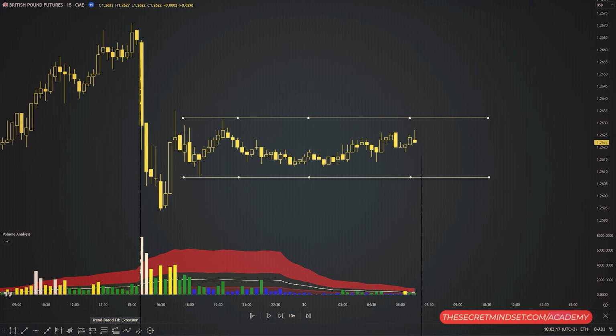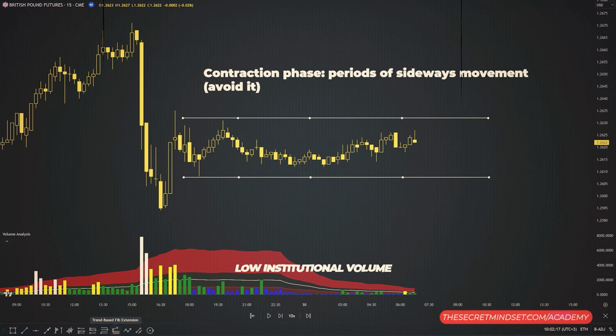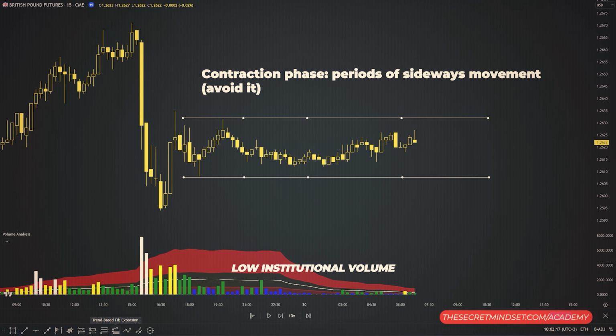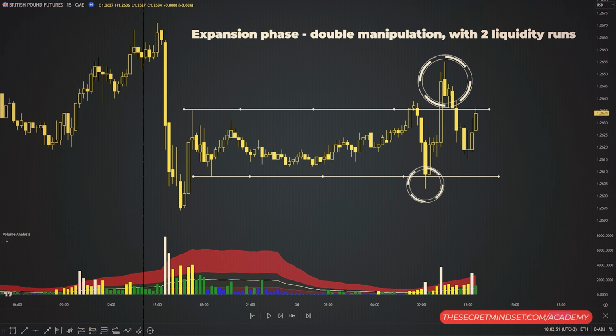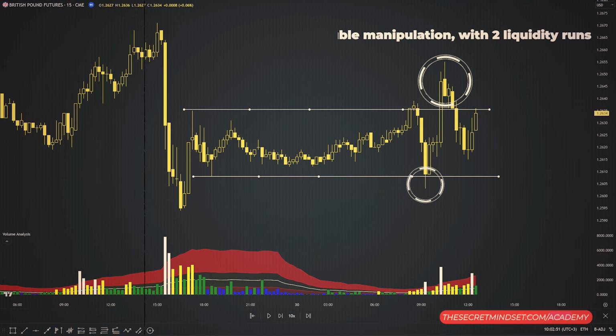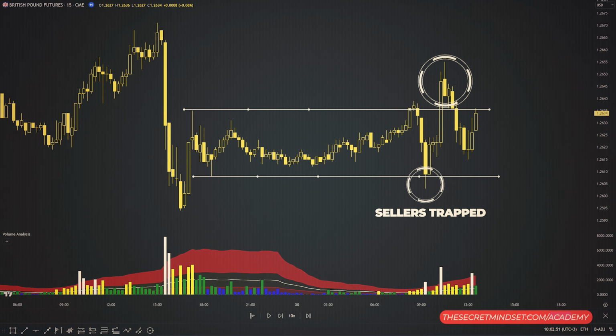One more example. During the contraction phase, you'll see periods of sideways movements. You'll notice low institutional volume. As a beginner, it's wise to avoid the contraction phase. Then we have the expansion phase, the double manipulation, with two liquidity runs. First, a breakout below the range. As soon as they see the market breaking down, retail traders start selling, believing it will continue to decline. Then, later, when they see the market breaking up, they start buying, assuming it will rise further.